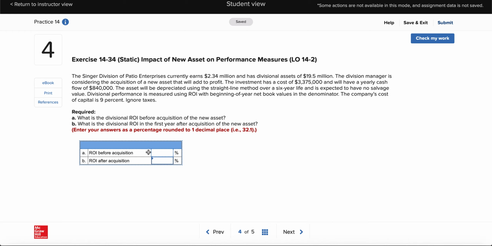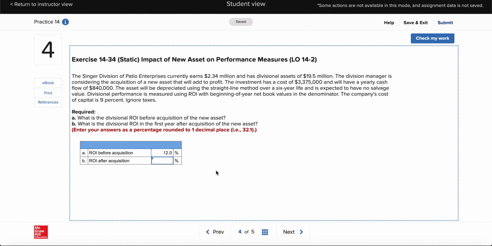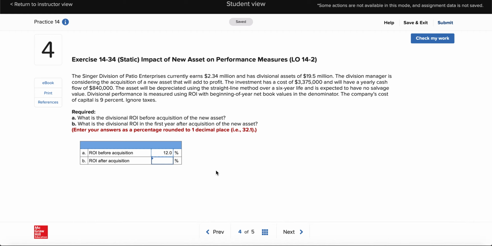So what we want to do is calculate the return on investment before the acquisition, which is simply our current earnings, the 2.34 million, and divide that by the 19.5 million. That will give us a 12% return on investment before we acquire this new asset. Now we have to figure out what's going to change if we purchase this asset.